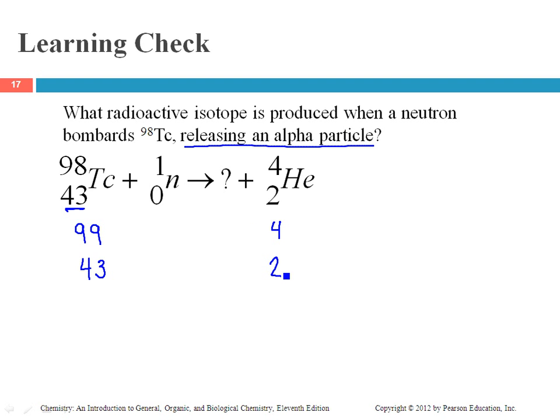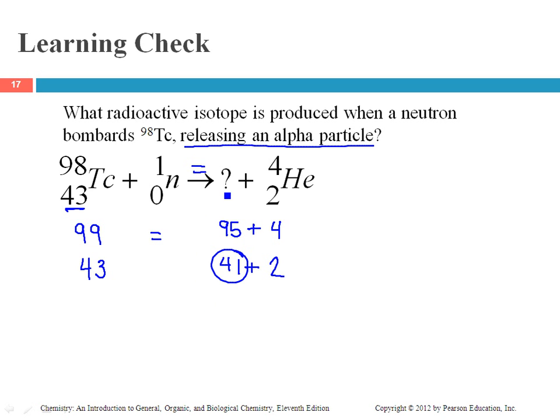In order for these to equal each other, our reactant side and our product side have to equal. We have 99, so we know that our mass number is going to have to be 95 because 95 plus 4 gives us 99. So now they're equal. For the atomic number, we have to subtract 2 from 43 because 41 plus 2 equals 43. Both sides have to be equal. Our atomic number is going to be 41, so we find 41 on the periodic table.